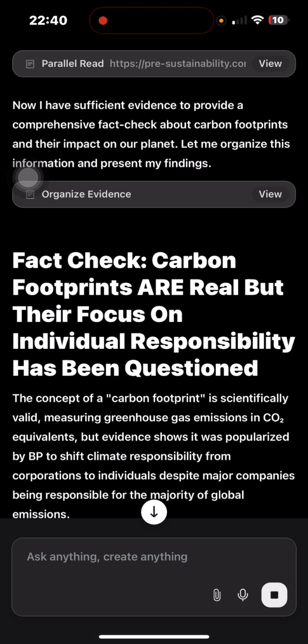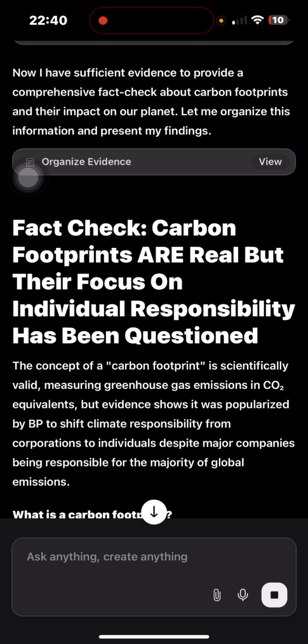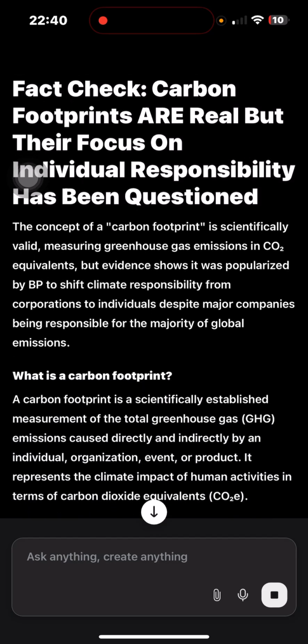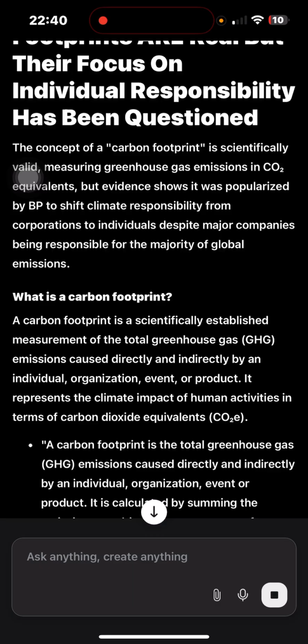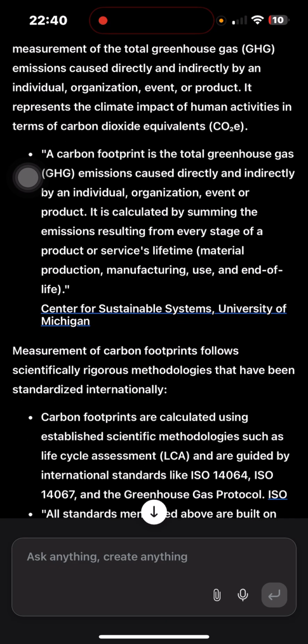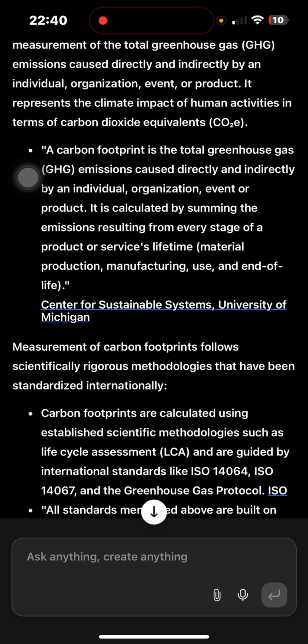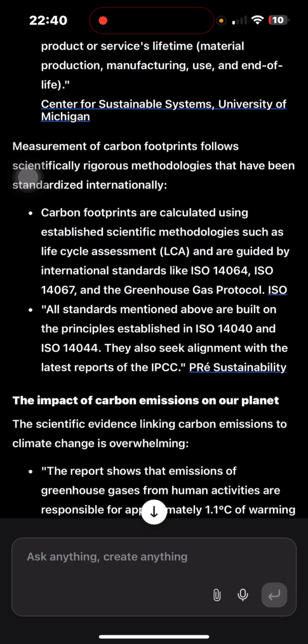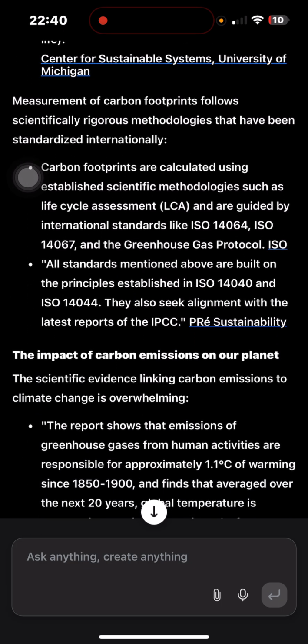Interesting. Okay, fact check. Carbon footprints are real, but their focus on individual responsibility has been questioned. Yes, that is what I was talking about. What is carbon footprint? A scientifically established measurement of total greenhouse gas emissions caused directly and indirectly by an individual, organization, event, or product. If you all know, then it's better. But if you are new to this topic, I think it will be good value added information in your knowledge base. So measurement, okay, the LCA, the life cycle assessment is done.